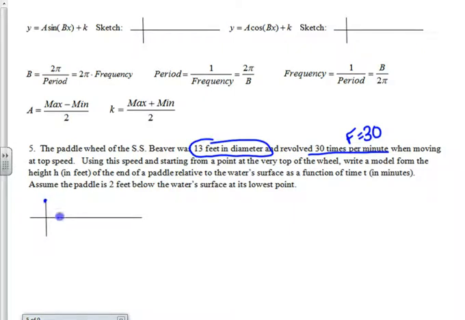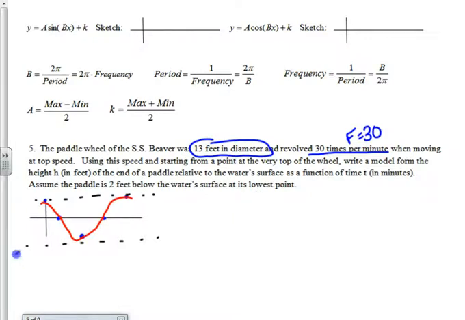So if I think about what's going to be happening here, is if I was like a bug stuck to the end of the wheel, this is the path I would be taking. Above water, below water, above water. I shouldn't say above water, but above the midline. Goodness, that's a terrible graph. They also kind of hinted at amplitude lines for me. They told me that the paddle is 2 feet below water at its lowest point.